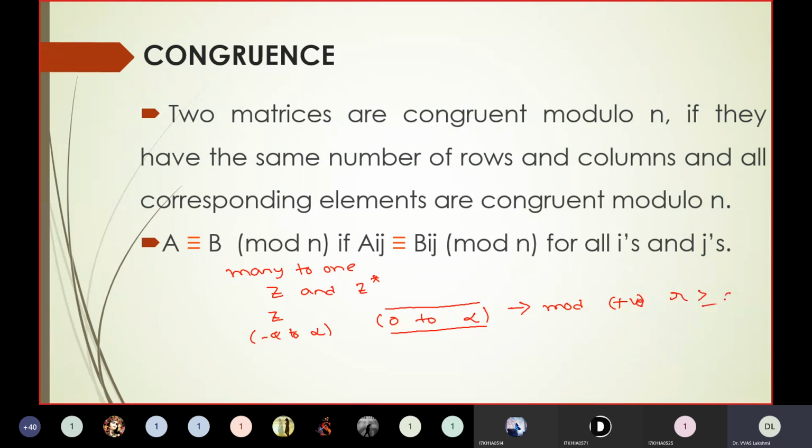So all the remainders should be greater than or equal to 0. We don't bother about the quotient value, we consider only the remainder value, which should be greater than or equal to 0. If the remainder is less than 0, then you add n to that remainder to get the positive value. Here also a congruence operation is there. The congruence operation is represented as three horizontal lines. So here A is congruent modulo of B mod n.